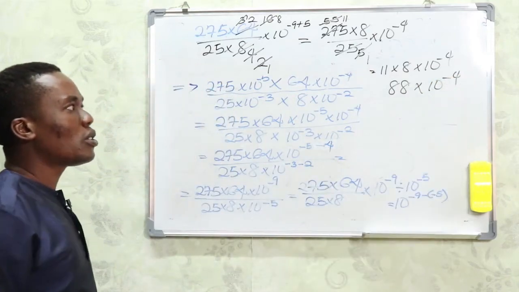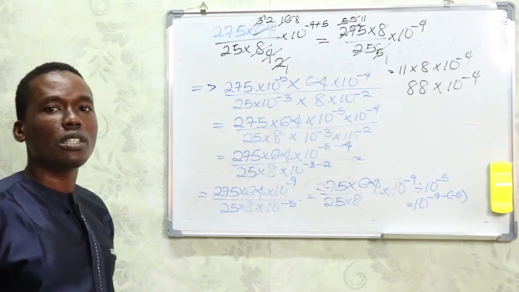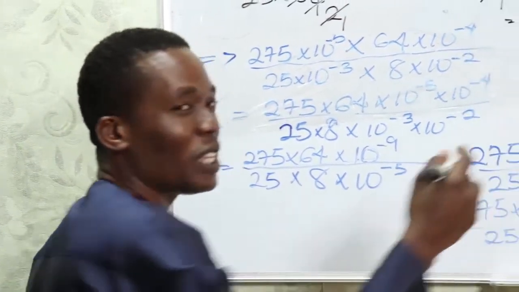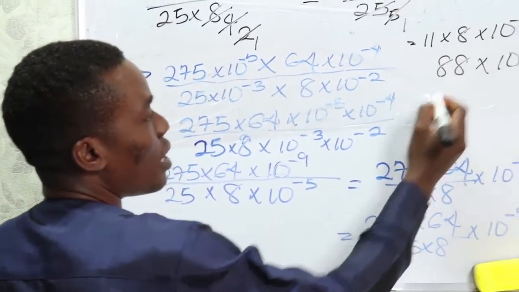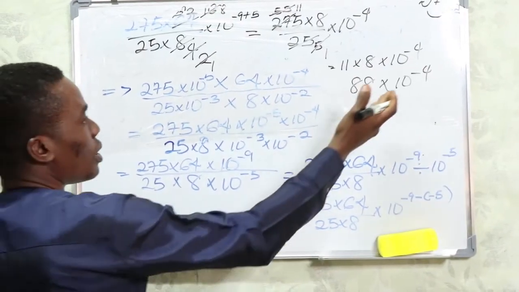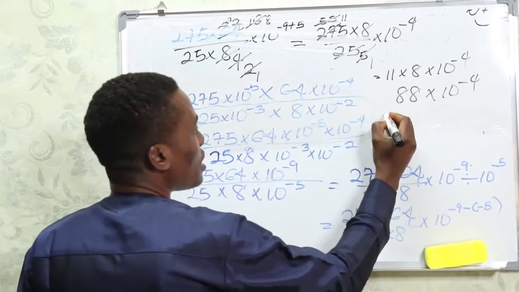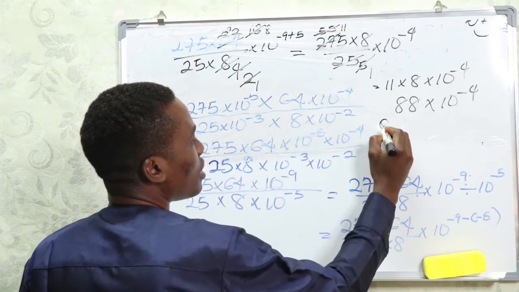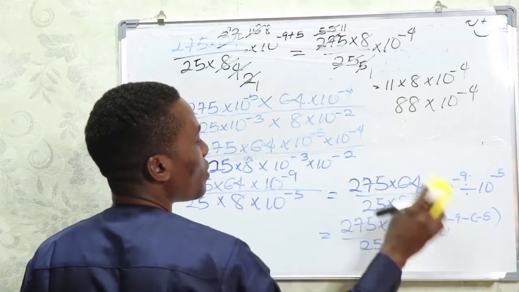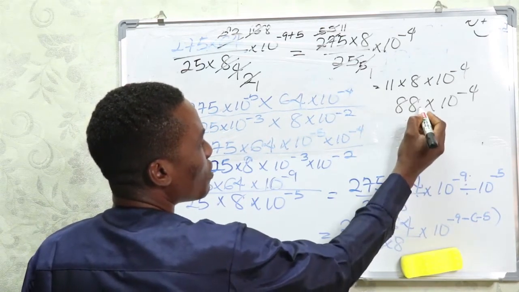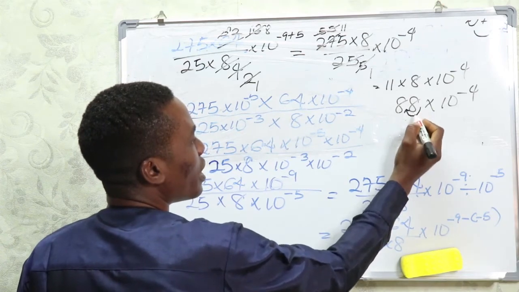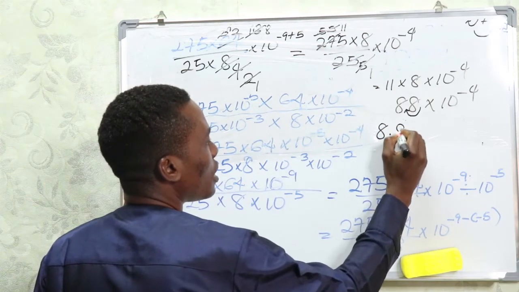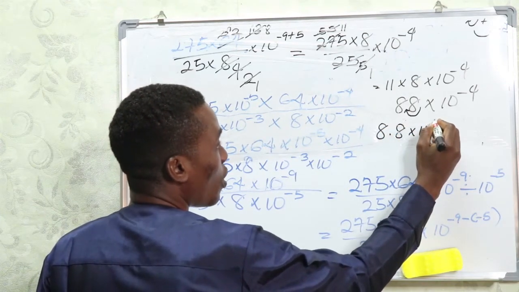Now remember the question. They say you should express your solution in standard form. So the next thing we are going to do is to convert this 88 into standard form so that we can reduce this further. Now, 88 into standard form will give you 8.8. Remember, we count from the right hand side to our left hand side with just a point. So that will give us 8.8 times 10 raised to power 1.